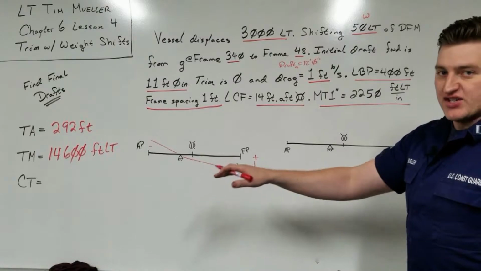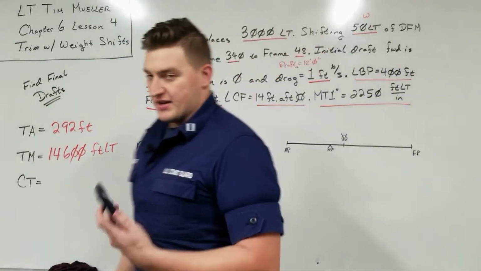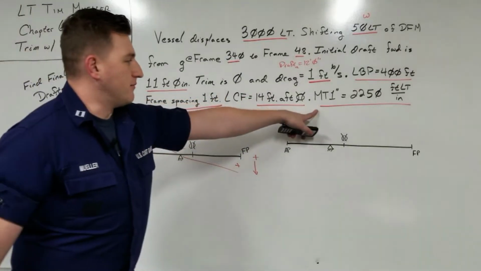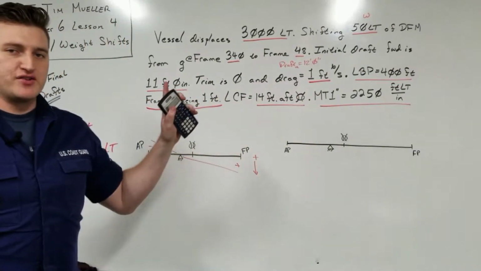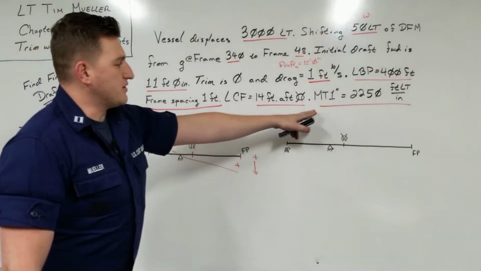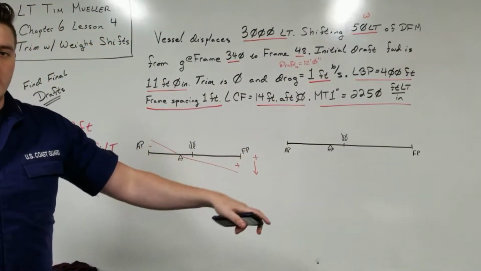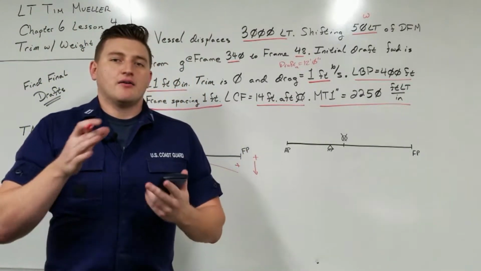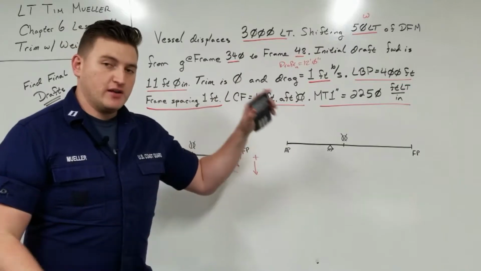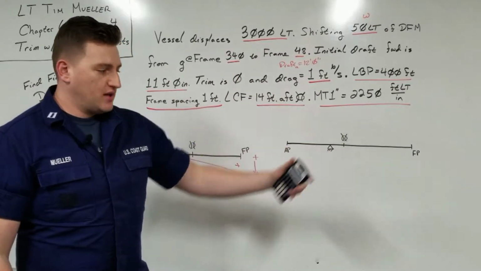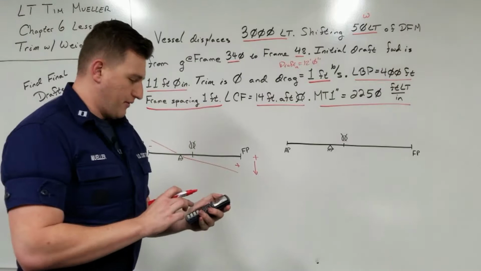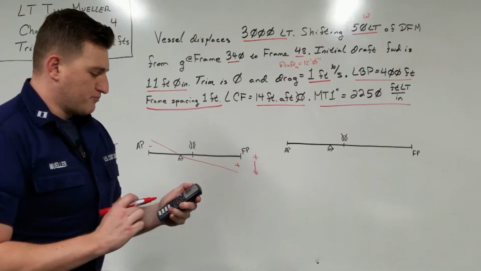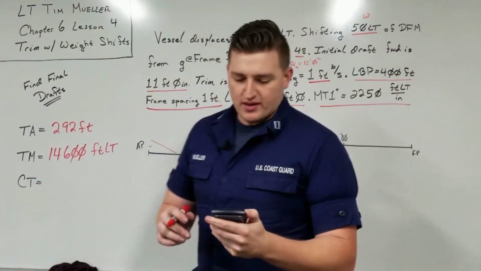How do we find our change in trim? Do you remember? It's up in the prompt: the moment to trim 1 inch. We know how much of a trimming moment we have. Now we just need to find the moment that's going to trim us 1 inch. So our CT, our change in trim, is going to be the trimming moment divided by the moment to trim 1 inch. We had 14,600, and now we divide that by 2250, and we get 6.48888, so 6.49.